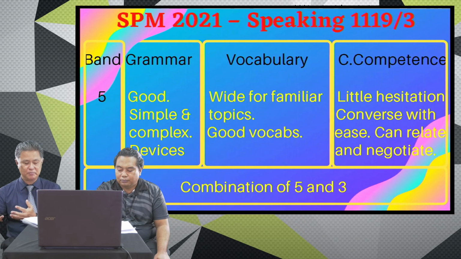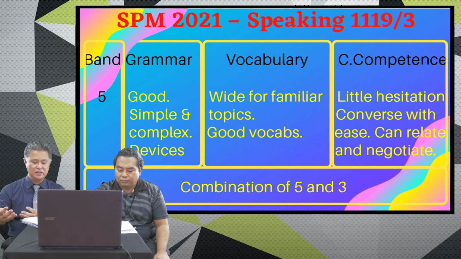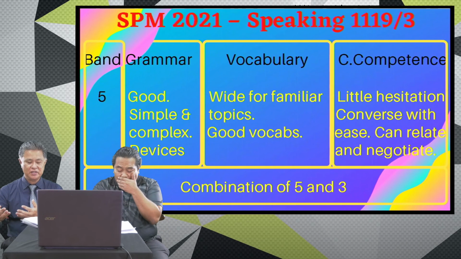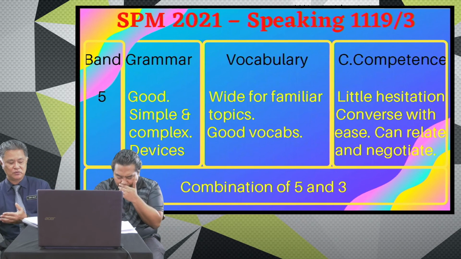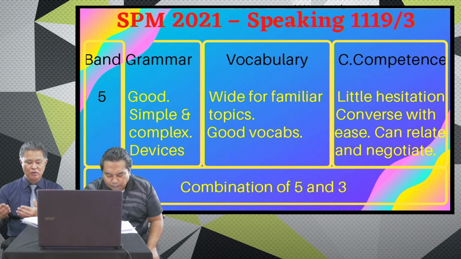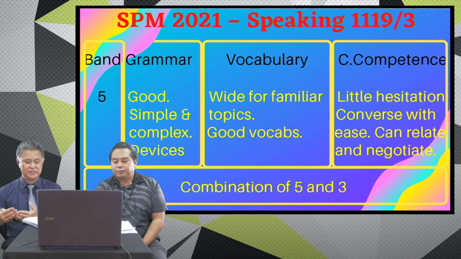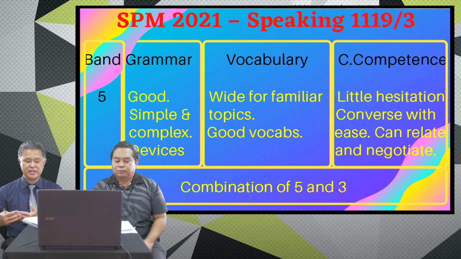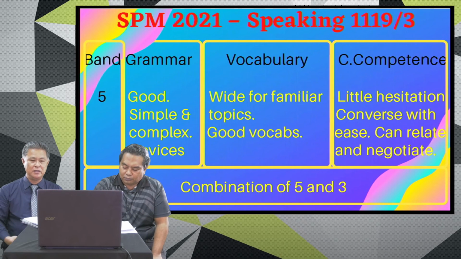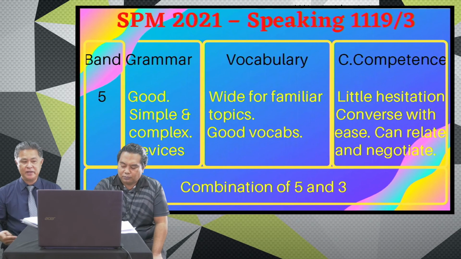for familiar topics, and they can converse at ease with little hesitation. Compared to band 6, which is spontaneous and always at ease, these students have little hesitation but are able to relate and negotiate about a topic. That is for band 5.